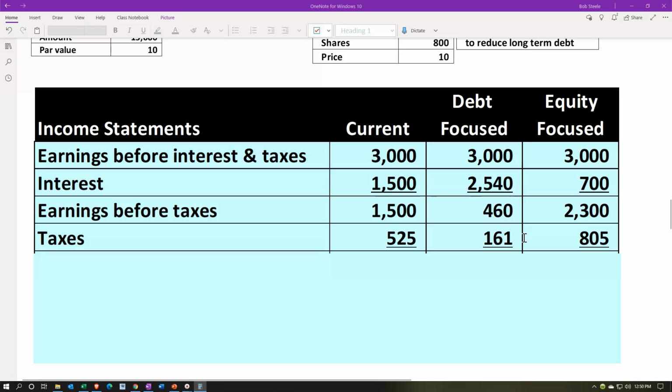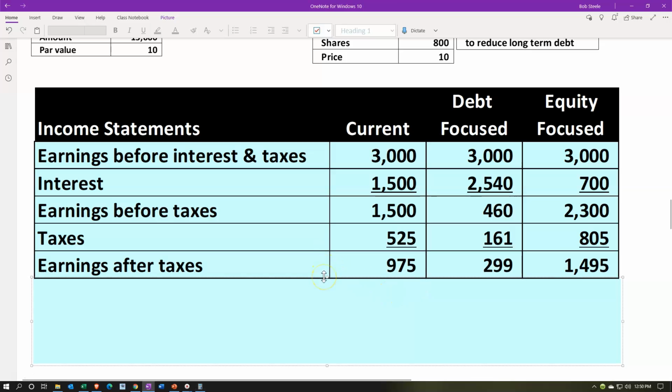So then we got the 161 for the taxes here, and then we pay more on the equity plan there. And then we have the earnings after the taxes. So if we subtract these out, then we have the earnings after the taxes. And now, of course, the debt plan is lower than the equity plan. So we have the highest net income from the equity plan because we don't have to pay as much interest, but we have to allocate that over more shares of stock.